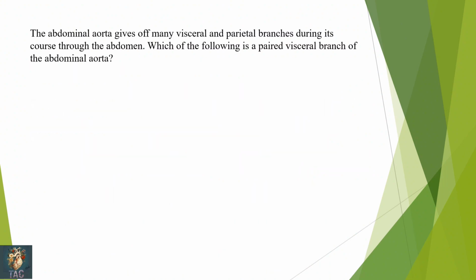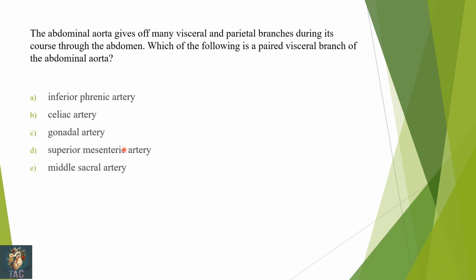Next is, the abdominal aorta gives off many visceral and parietal branches during its course through the abdomen. Which of the following is a paired visceral branch of the abdominal aorta? The inferior phrenic artery, celiac artery, gonadal artery, or superior mesenteric artery. So please remember, the inferior phrenic artery on one side is given by the aorta, and on the other side by the renal artery. Celiac trunk is not paired, and the superior mesenteric and median sacral arteries are also not paired. The gonadal arteries are the paired arteries which arise directly from the aorta and supply the viscera. So this is the answer.